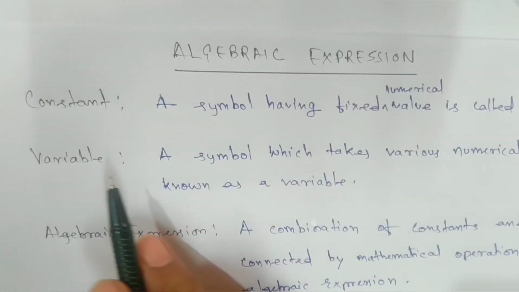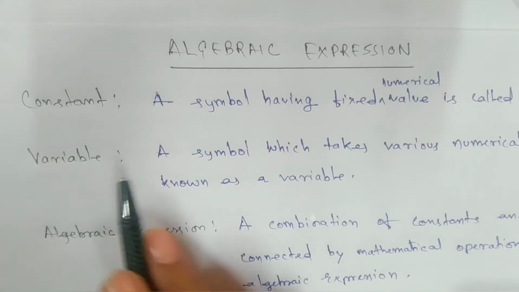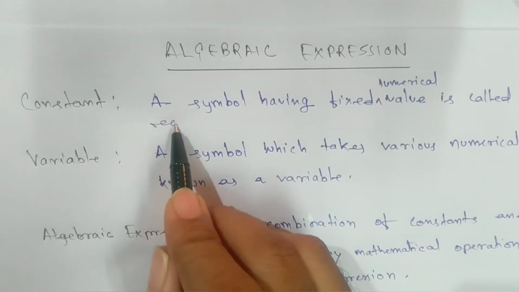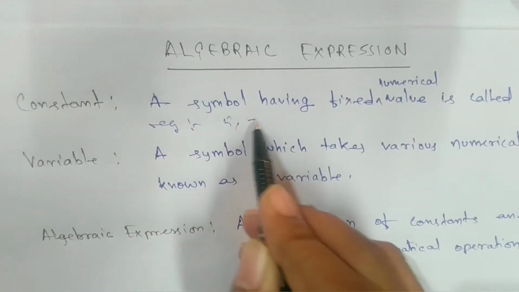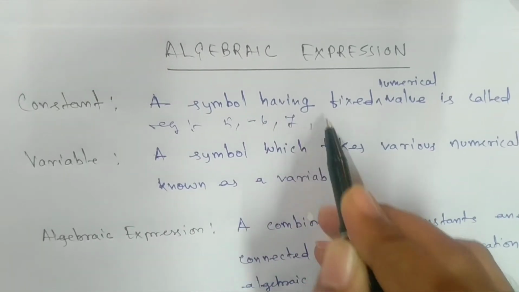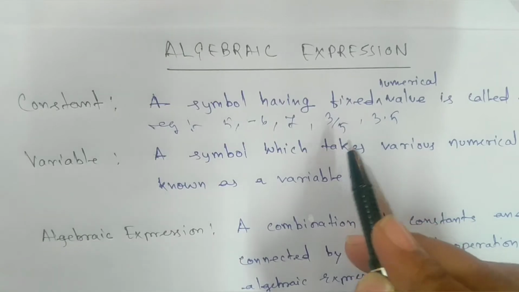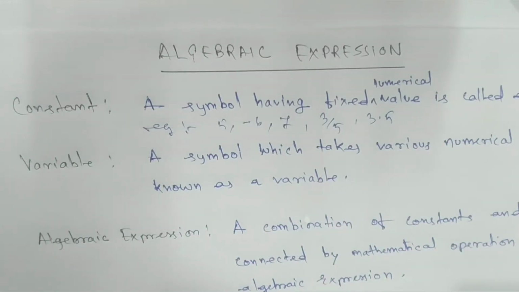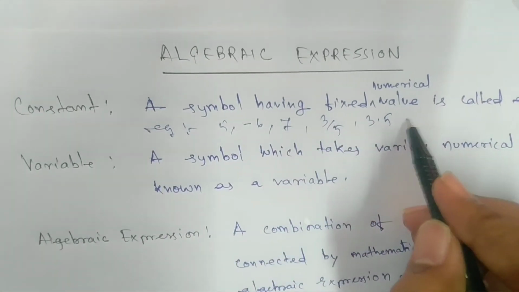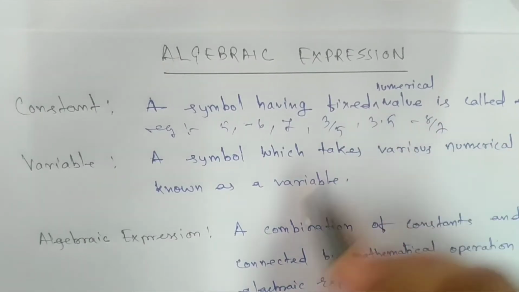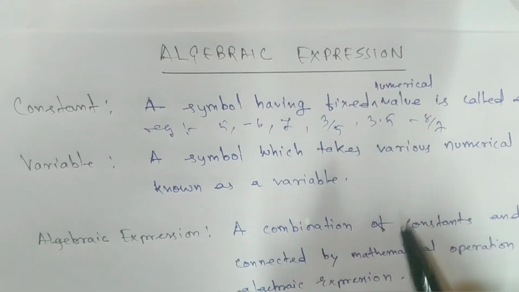Another one is variable. For example, if I take 5, minus 6, 7, 3 by 5, whatever. If you take 3.5, it is also valid. Minus, plus, anything, minus 8 by 7, these are your constants. It is fixed, you know this one.